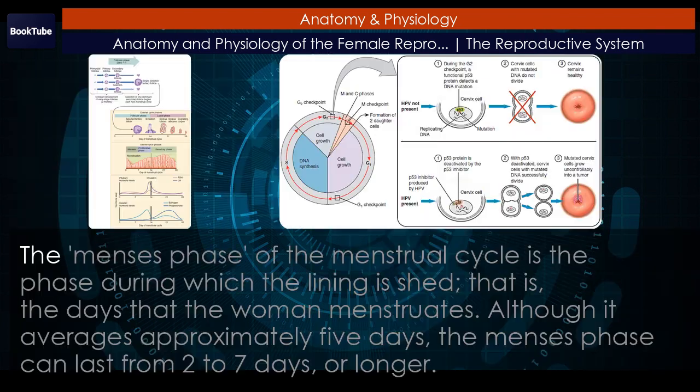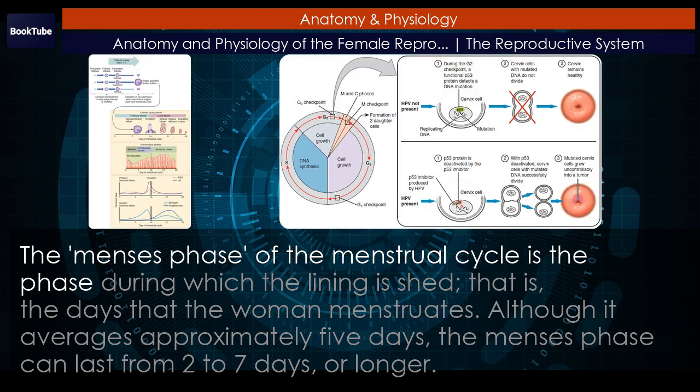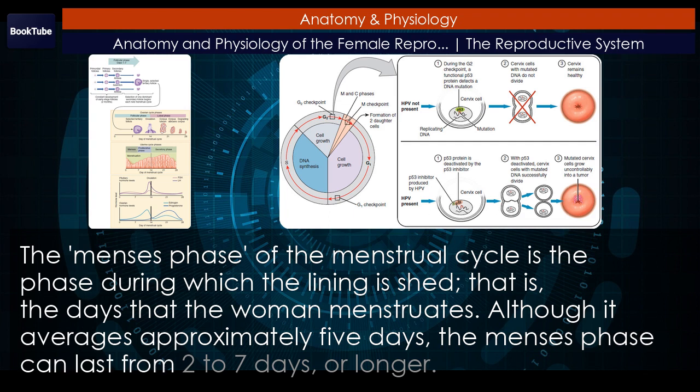Menses phase. The menses phase of the menstrual cycle is the phase during which the lining is shed. That is, the days that the woman menstruates. Although it averages approximately 5 days, the menses phase can last from 2 to 7 days, or longer.